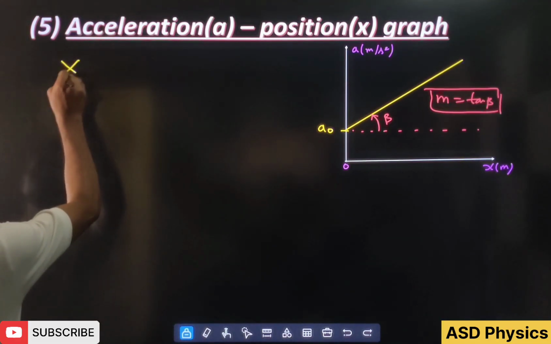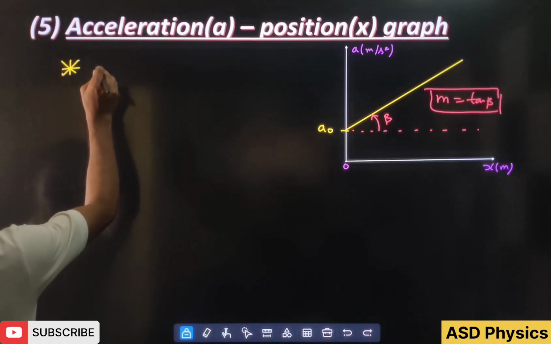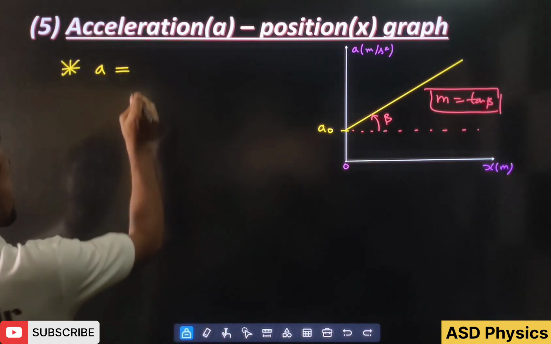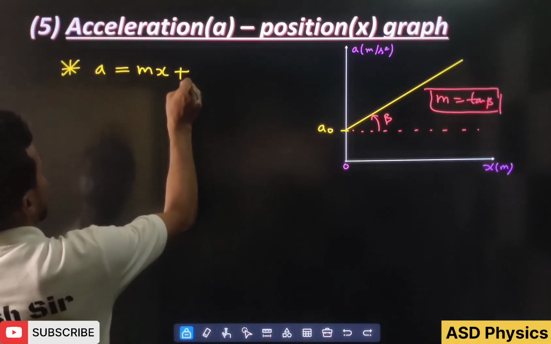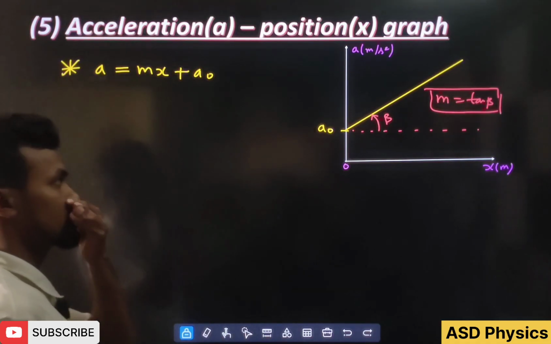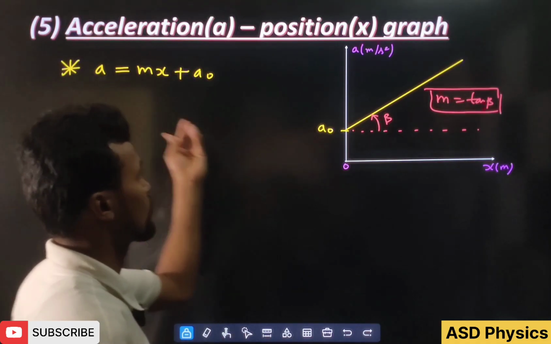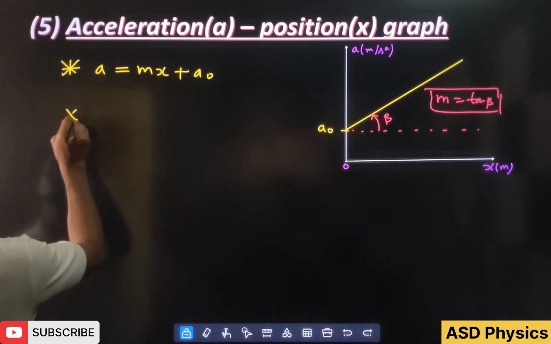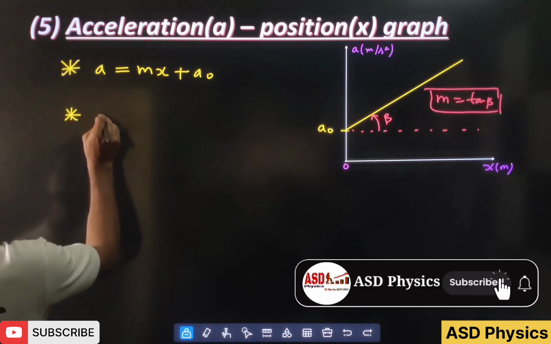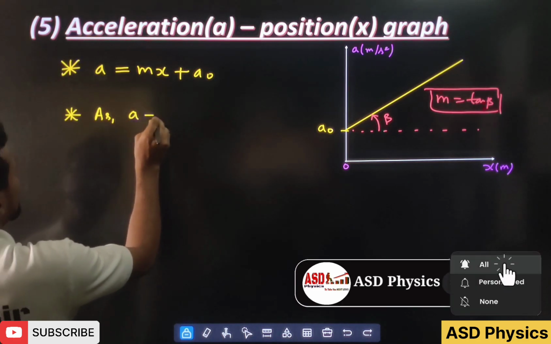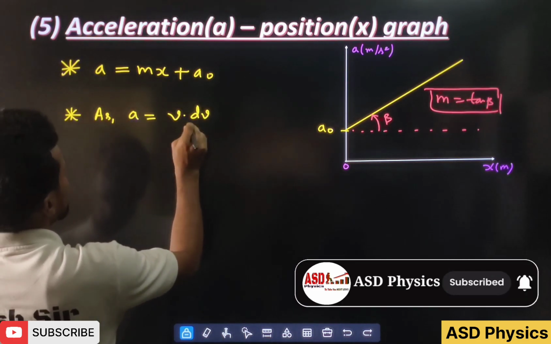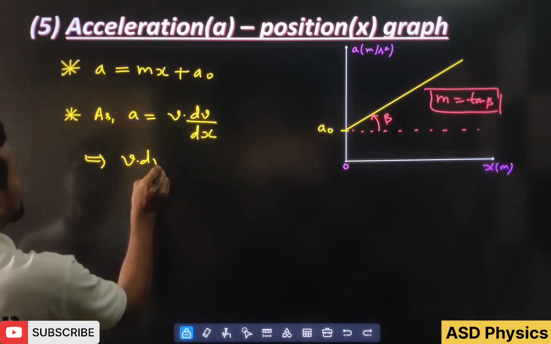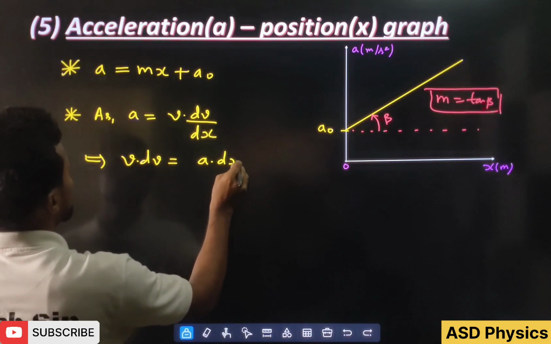Now in this situation, if I write the equation, what will be the equation? In the same way, y equal to mx plus c. So a equals mx plus a naught. What is m? m is tan beta. Similarly, remember that a equals v into dv by dx. So we can write v dv is a dx.